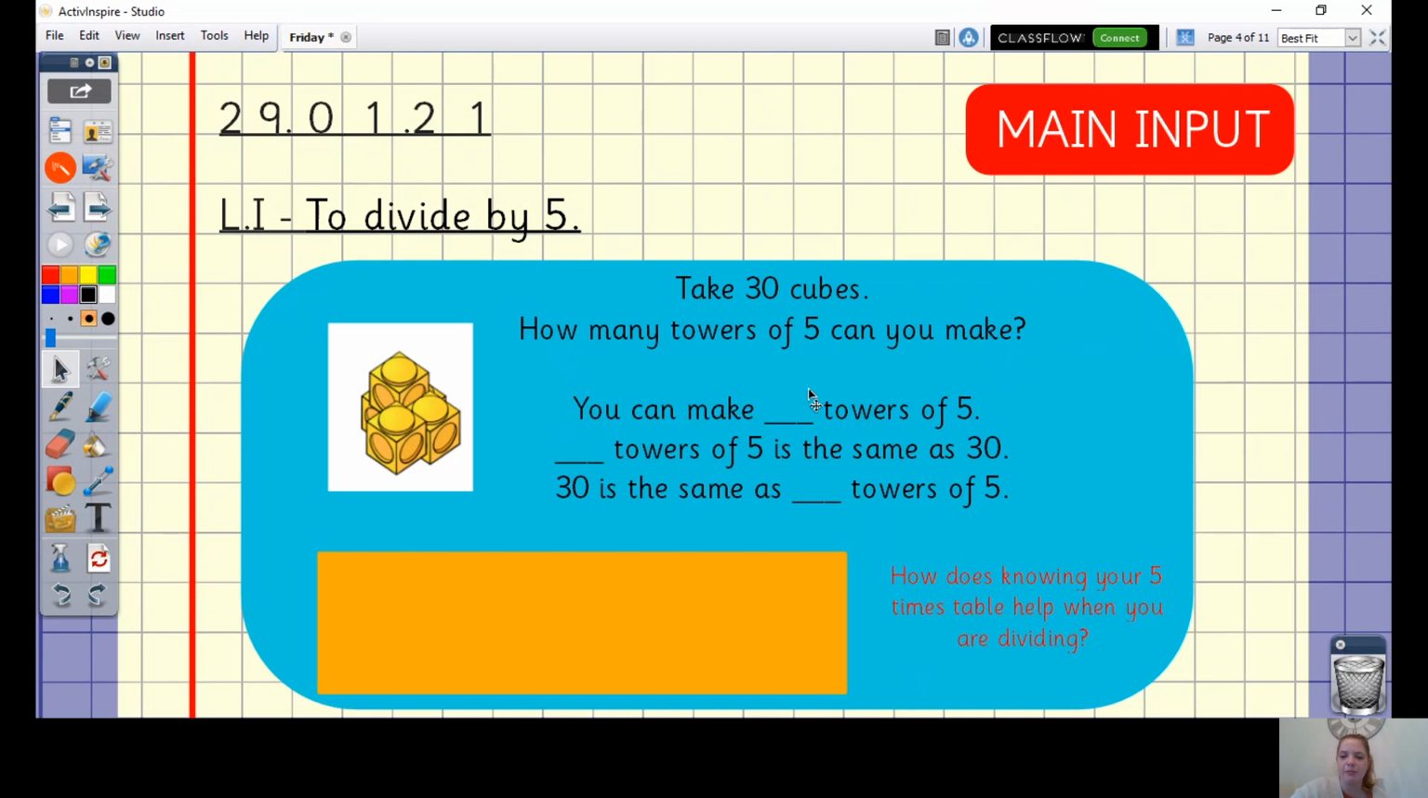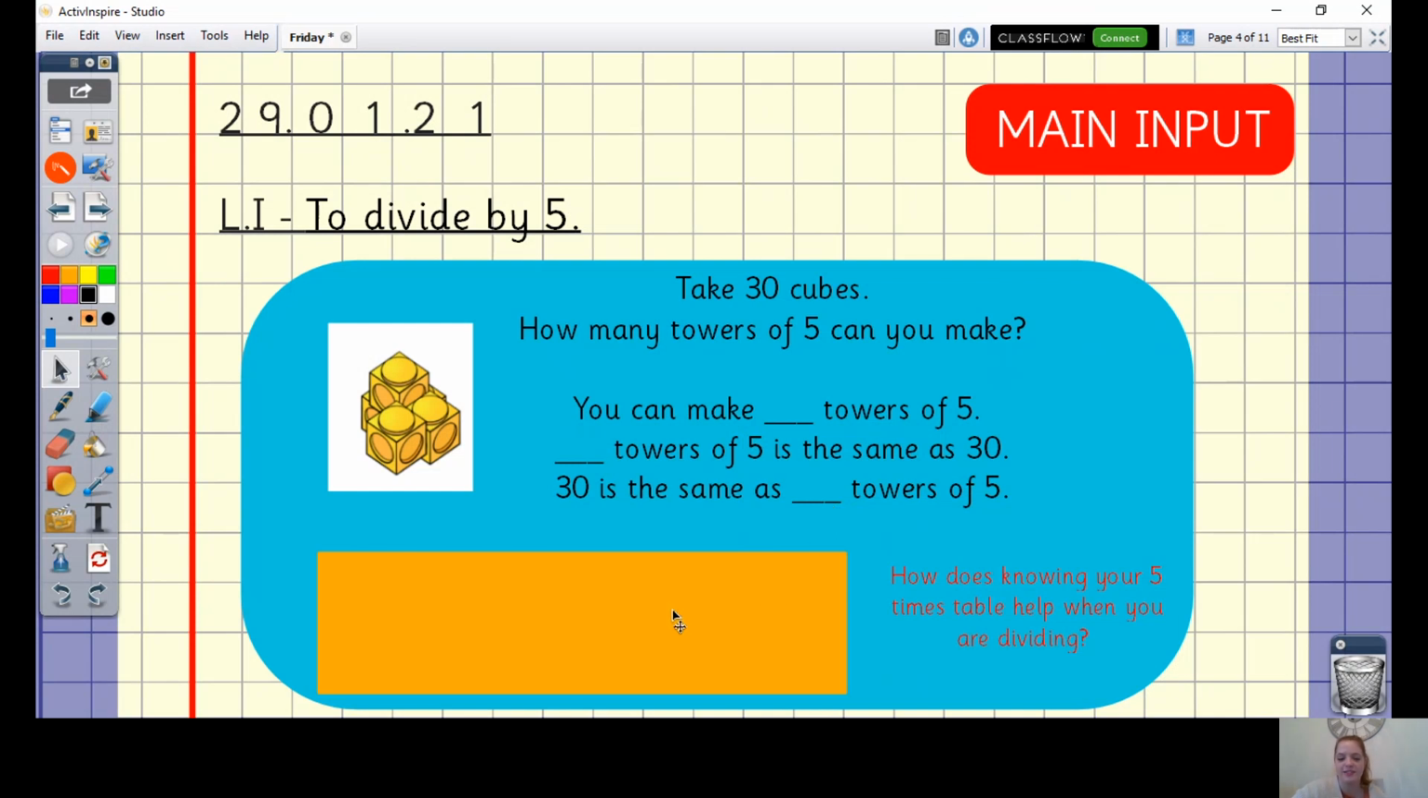Once you've done that, I'd like you to complete these 3 sentences. So you can make blank towers of 5. Blank towers of 5 is the same as 30, and 30 is the same as blank towers of 5. Okay, so have a little go at collecting those items and grouping them into groups of 5, and then we'll come back together in a moment.